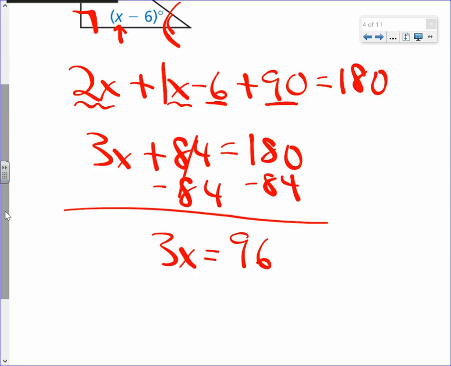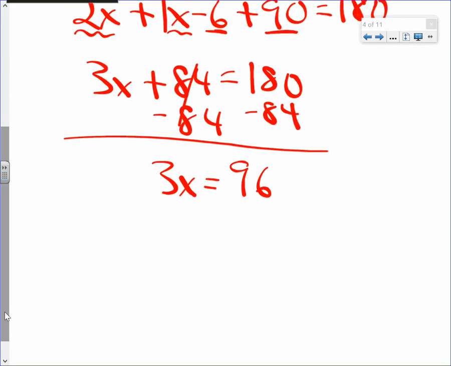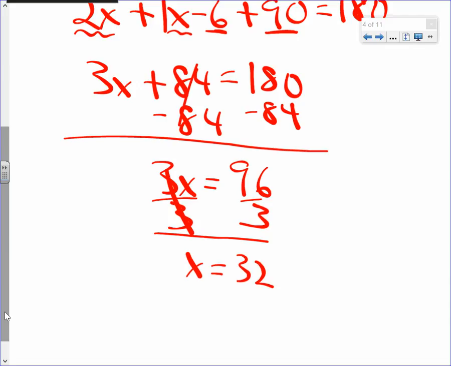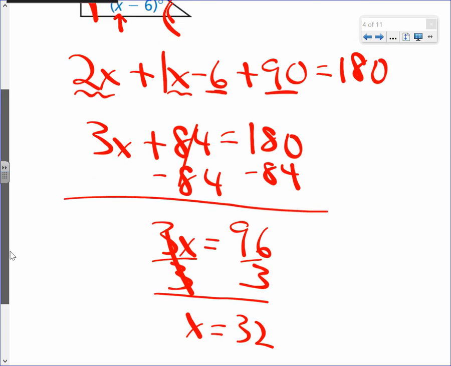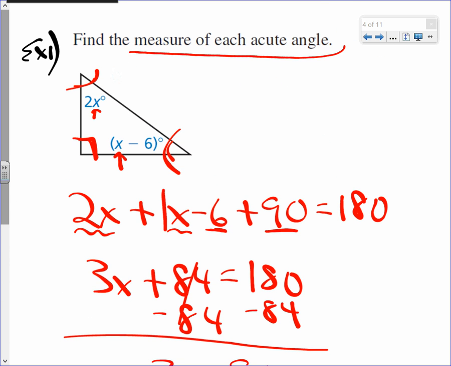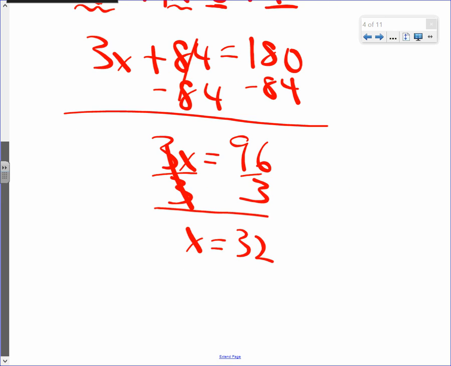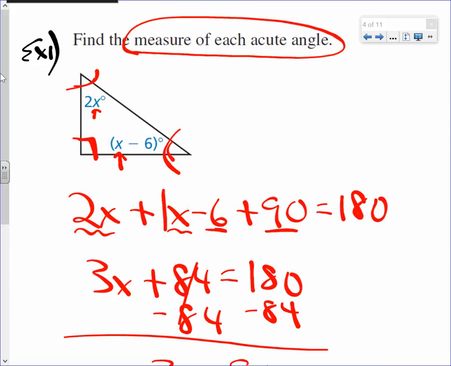Let's get X by itself. Valdez, you with me? Let's get rid of that 3 by doing the opposite of multiplication. That's dividing. So X is 32. That was the one we got in warm-up. Let's not get all happy, though. The mission is to find the measure of the acute angles. We know what X is now. Be professional about it. Calm yourself, in other words. X is 32. Replace X here. Replace X here, and you're in business.